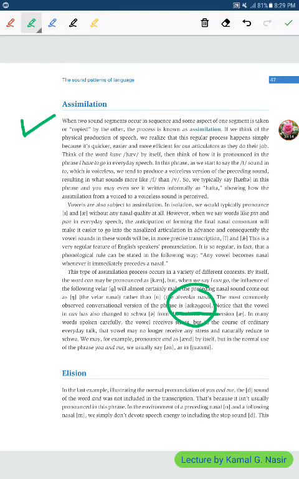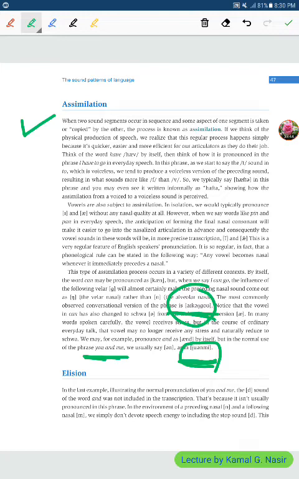What else? You and me. You do not say it with each word separate; you say it joined together, you and me. Okay? You can go. I can go. You see, this is what we call assimilation.